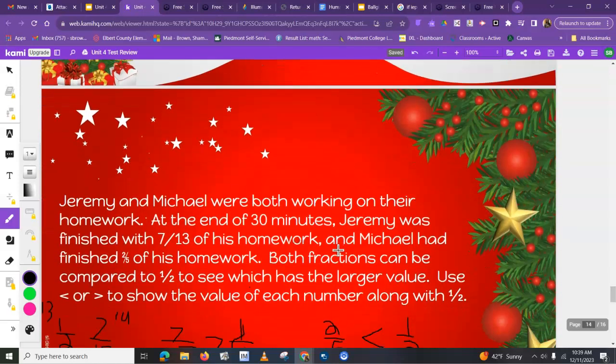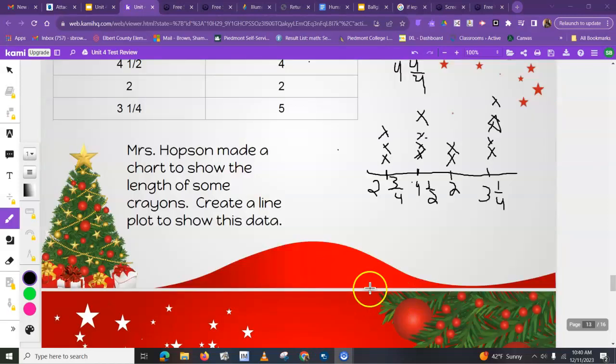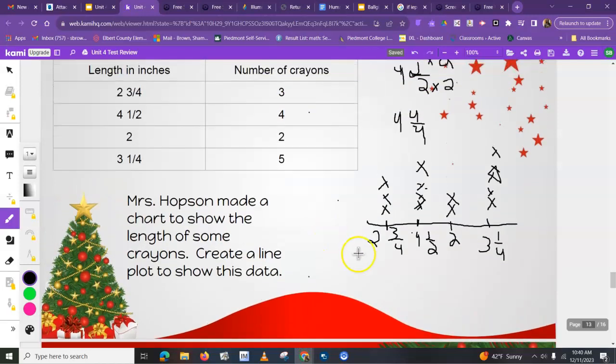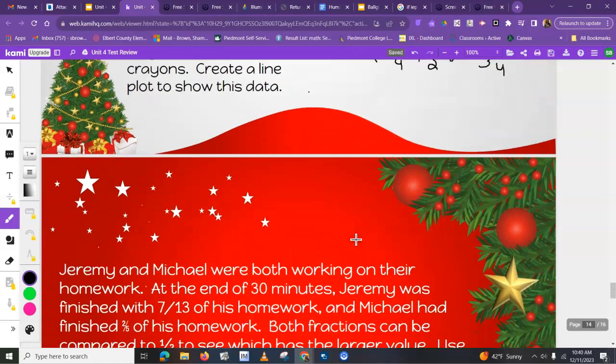And this one says Jeremy and Michael were both, hold on one sec. So on this one you could also list them in order, but you don't have to. I'm not sure what the test is going to be like, but if you had to list them in order, you could do that as well. So we know 2 would be the smallest, so that would be first. And then 2 3/4 would be the next one. But I didn't list them in order, but if you needed to on the test, you can do that.